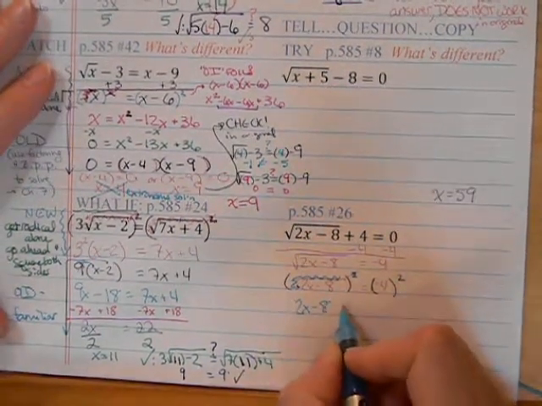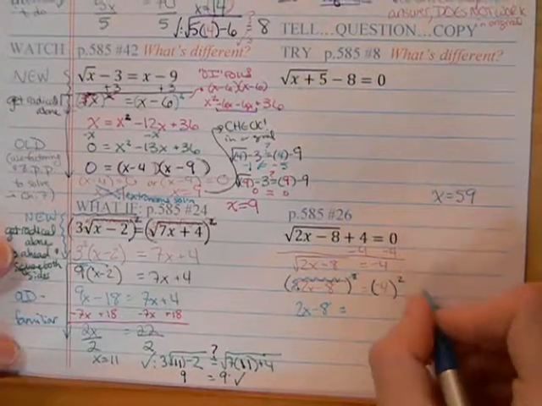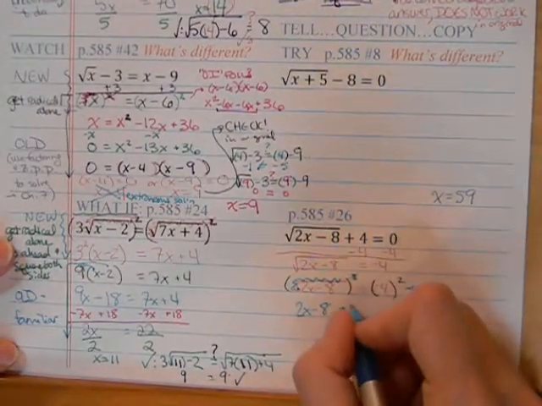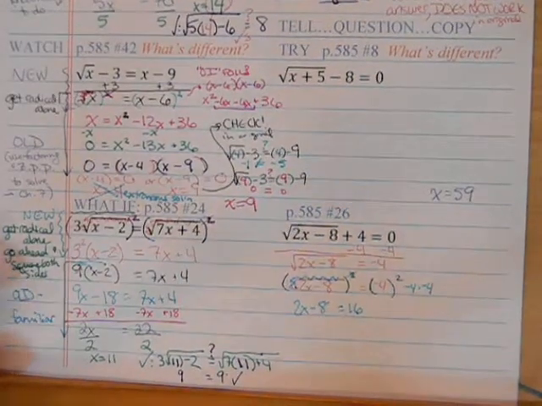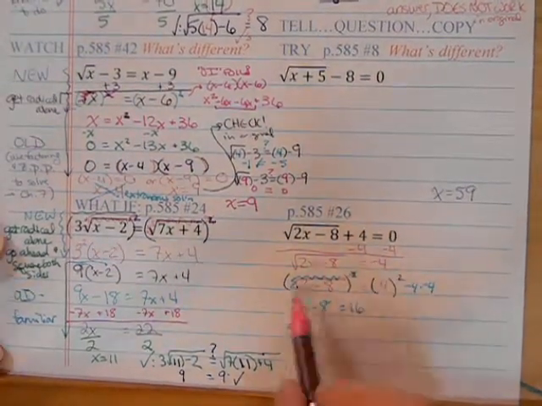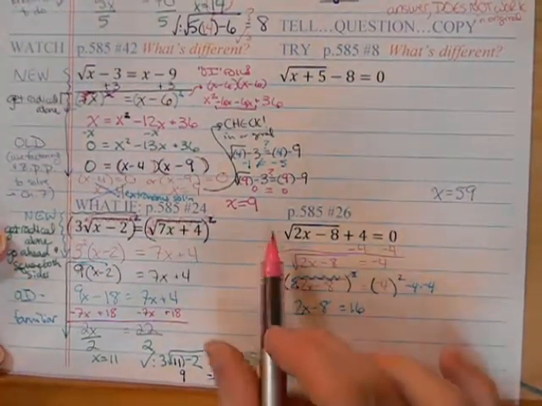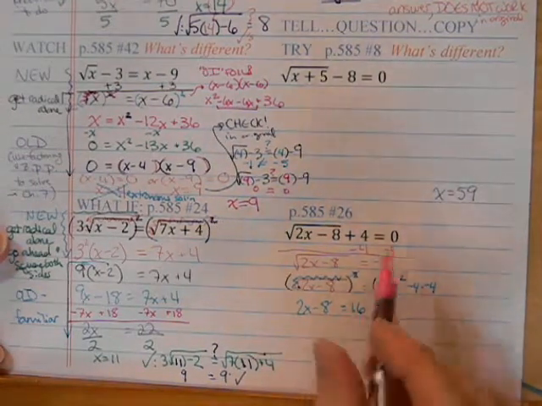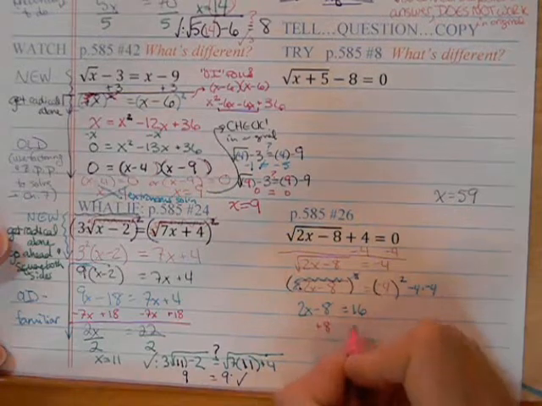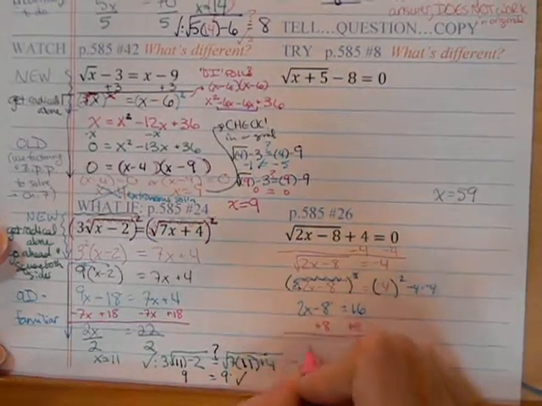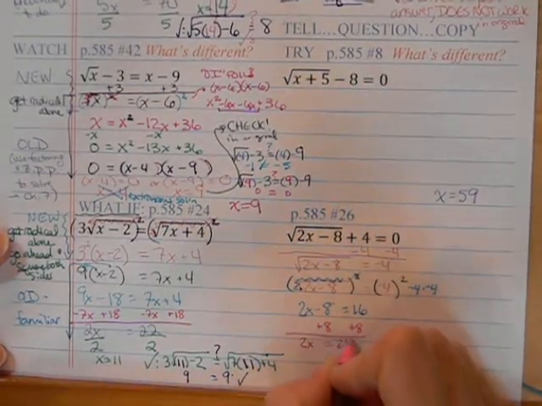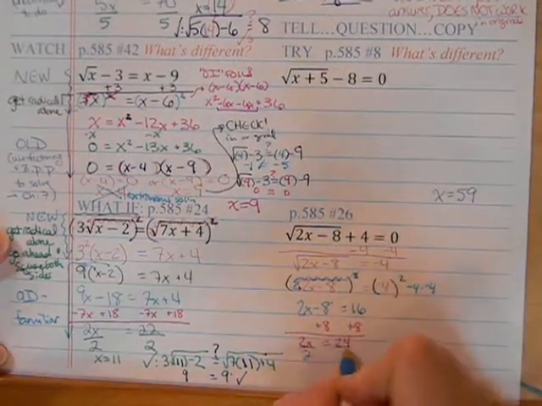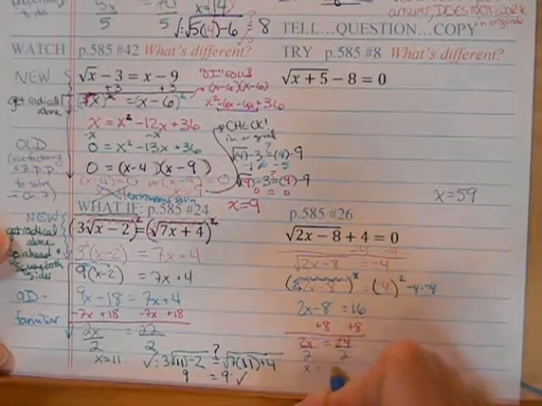inside, 2x minus 8. Over here, negative 4 squared is literally negative 4 times negative 4. That's going to be a positive 16. Then we solve. This is all now familiar territory. We've done the new piece of chapter 9 here. Now we're going to apply what we know from earlier. Plus 8 on both sides, you get 2x is equal to 24, divided by 2 on both sides. You get x is equal to 12.